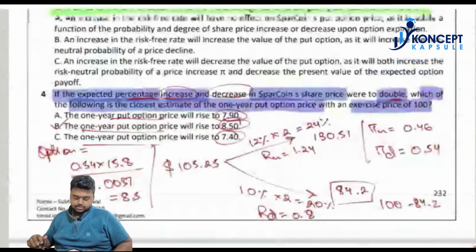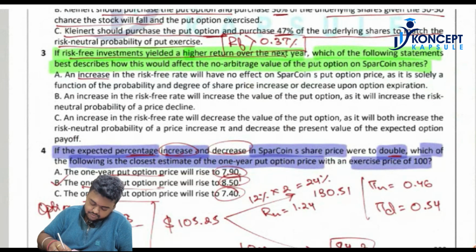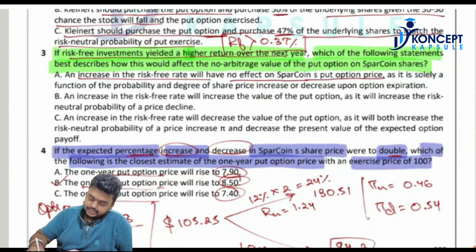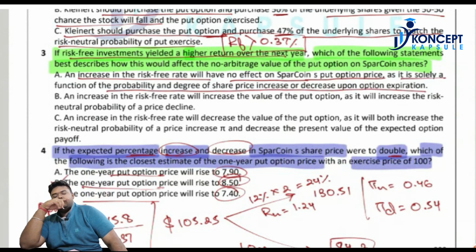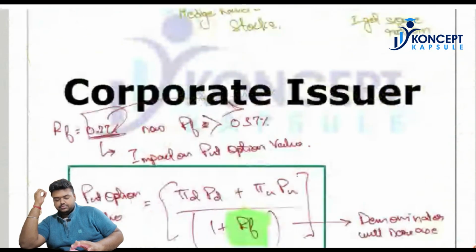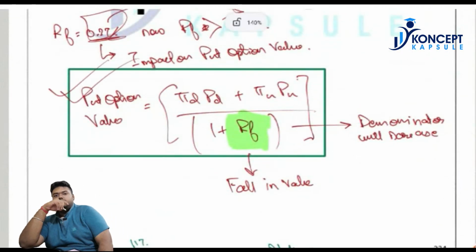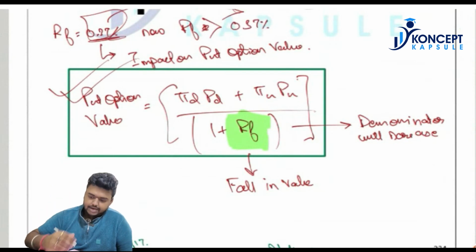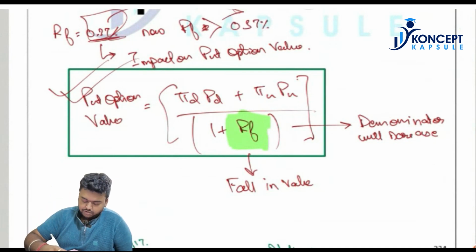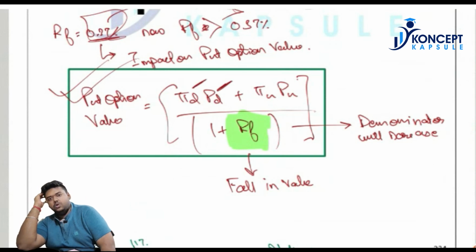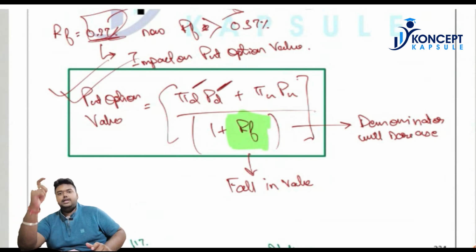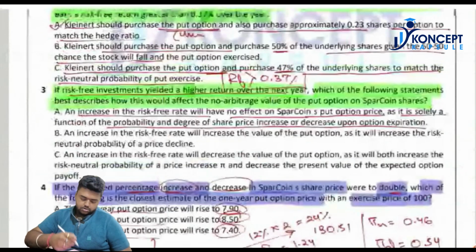Now let us see the options. An increase in the risk-free rate will have no effect on the put option price, as it is solely a function of probability and degree of share price increase or decrease. Is it right as per the formula? We have seen the formula in the previous class as well, and in the current class this is the formula. It is saying that put option value is based on the payoff and the probability. Is it correct? No. Put option value is also dependent on the risk-free rate. So option A is wrong.